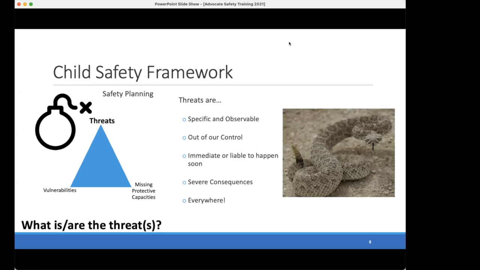So let's start with threats first, because that's kind of our first layer. Threats are specific and observable, out of our control, immediate or liable to happen soon, have severe consequences, and generally speaking, threats are everywhere.